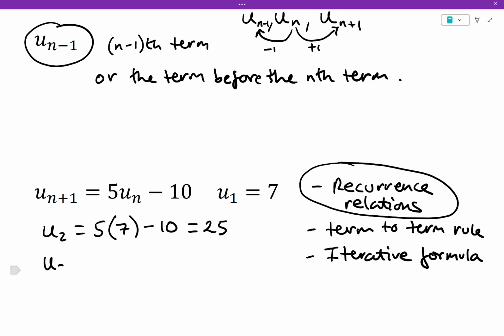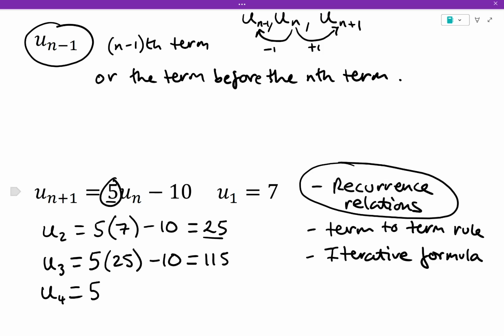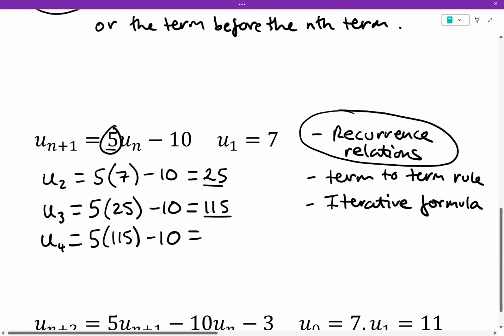Then to find U3, I would do 5 multiplied by U2, which was the 25, and then I would subtract 10. So that would give me 150. Then if we were doing U4, we would do 5, which is this here, multiplied by u3, which is the 115, and then we would subtract 10 like that, and that would give you the next term in the sequence.